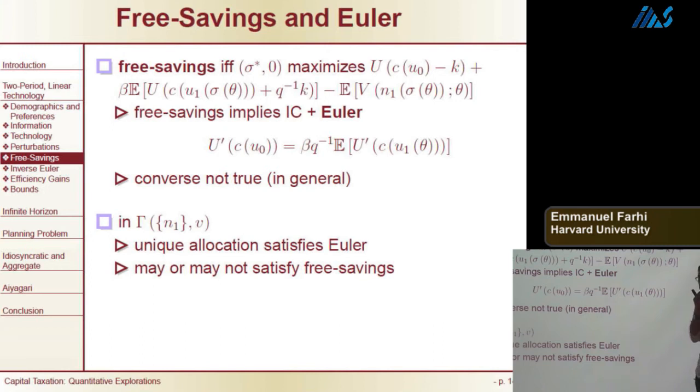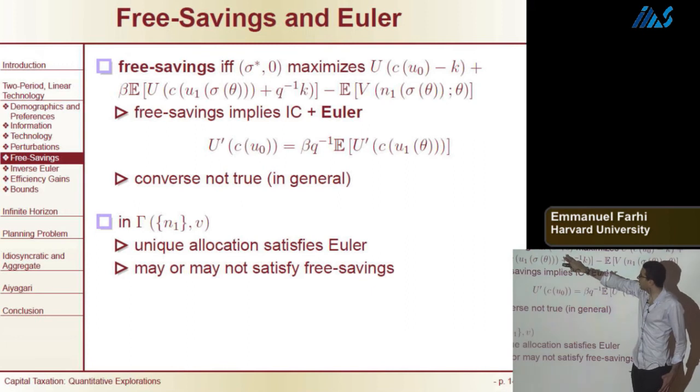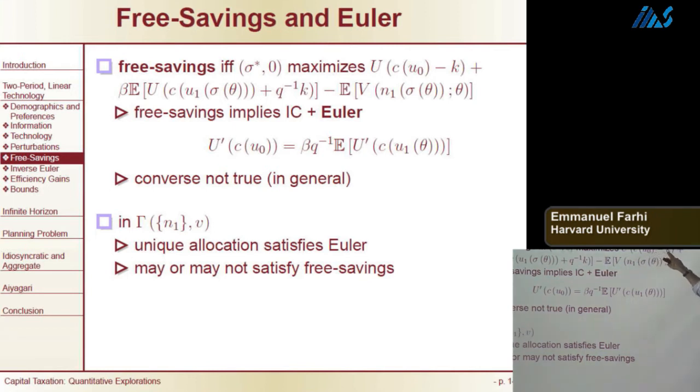One of them I'm going to call free savings, and the other one is going to be the optimal one. Free savings is going to satisfy the Euler equation, and the optimal one is going to satisfy the inverse Euler equation. Actually, it's a little more complicated than this, so let me go into free savings a little bit. We say that an allocation satisfies free savings if sigma star and zero, where sigma star is the truth-telling strategy and zero is just the number zero, are the solution of this maximization problem, where you maximize both over how much savings you do and over your reports. So you jointly maximize over savings and reports.